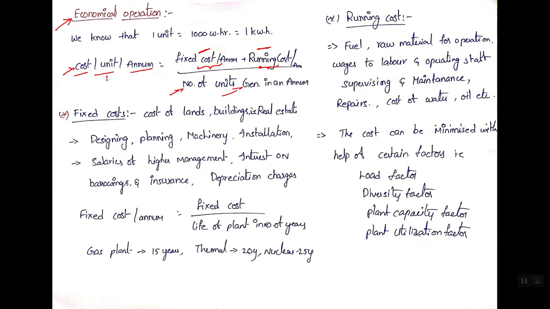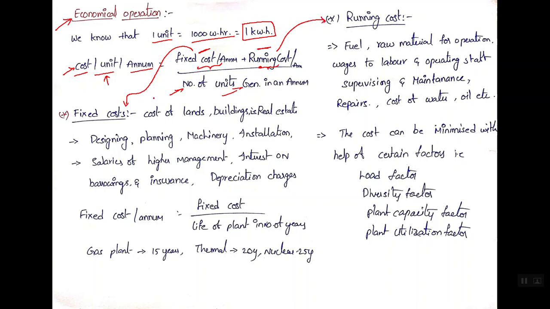Here, what is the unit? We know very well, friends. 1 unit is equal to 1000 watt hour, or you can easily say that it is 1 kilowatt hour. Here, what costs come into the fixed cost? What costs come into the running cost? This is the important one.